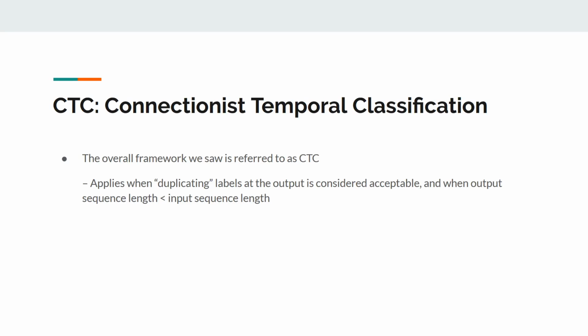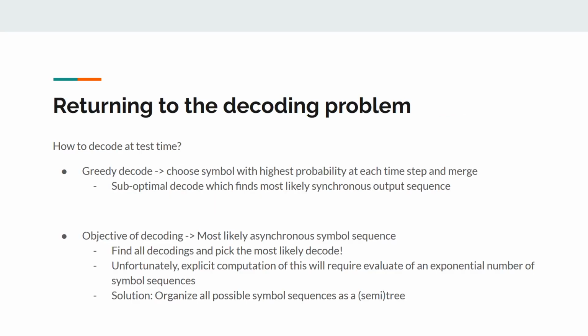So the overall framework that we just saw is referred to as CTC, or Connectionist Temporal Classification. Basically, this framework is considered whenever the output sequence length is less than the input sequence length, or basically when duplicating labels at the output is considered acceptable. So you can produce a series of O's to represent a single symbol O, or you could also produce blanks at multiple time instances, since the output sequence length is lesser than the input sequence length.